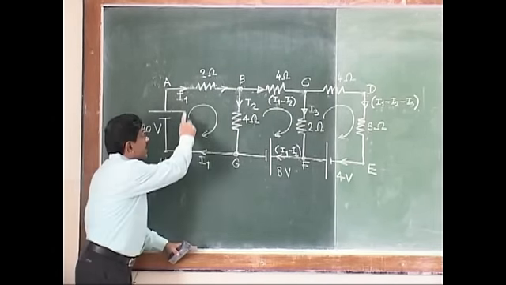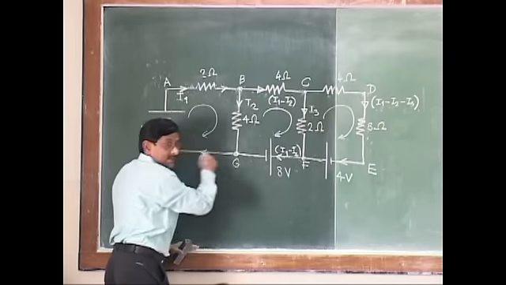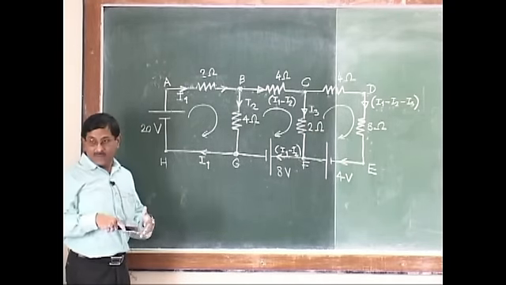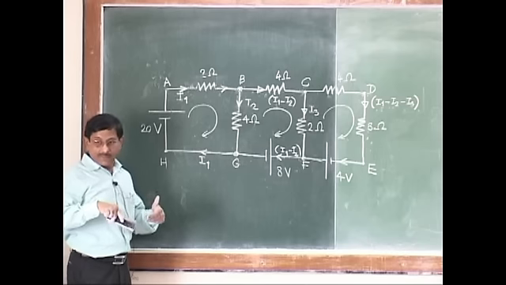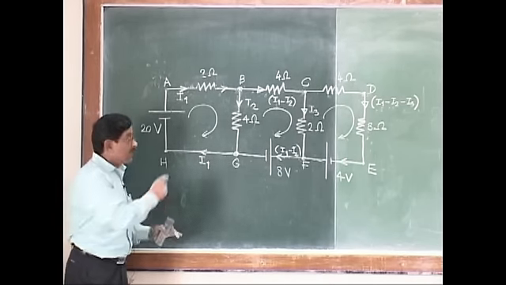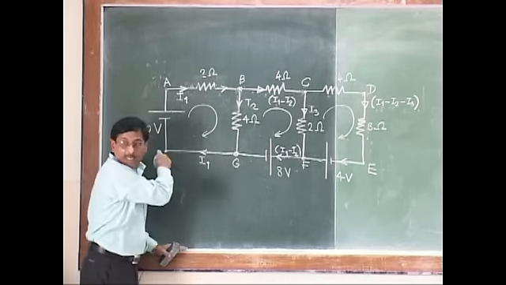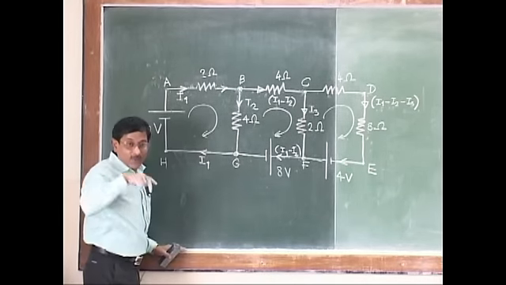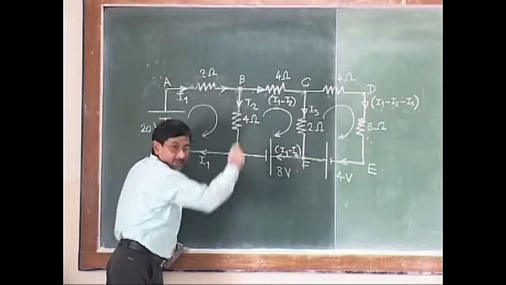Loop can be anything like this, this entire thing. But mesh means you cannot further represent it. It is the smallest loop in your circuit. So this is the smallest. It does not have any subpart. Whereas if you take this loop, it has two small meshes, this one and this one.